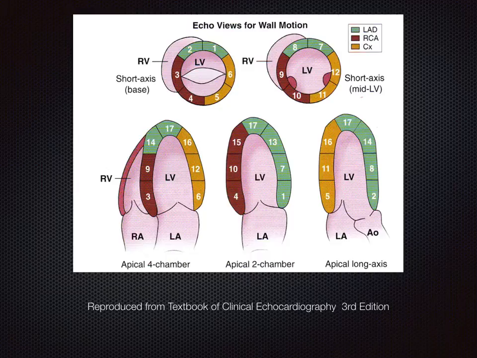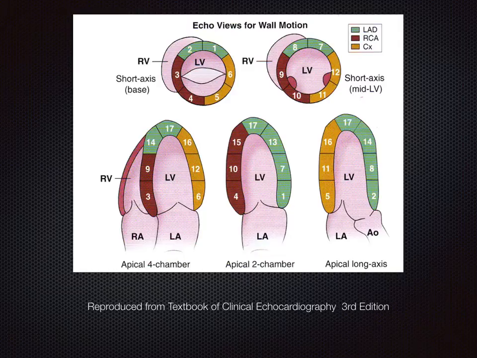At the top, you can see the short axis view through the mitral valve and the papillary muscles, and also the apical 4-chamber, 2-chamber, and it says apical long axis here, which is actually the same as apical 3-chamber. And you can see by the colouring that the left anterior descending is shown as a light green colour. So these are the areas supplied by the left anterior descending commonly.